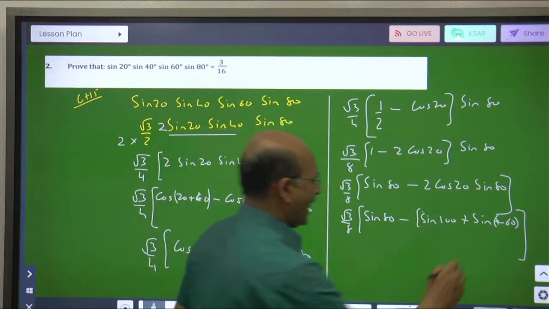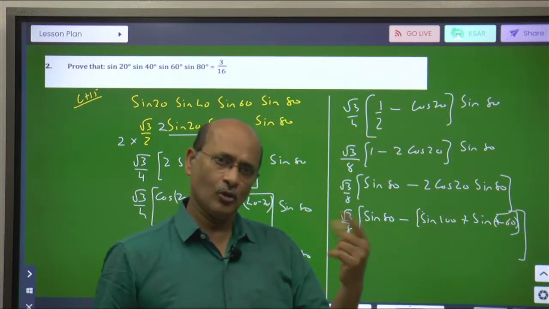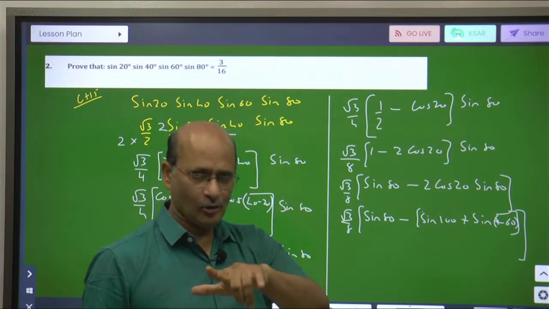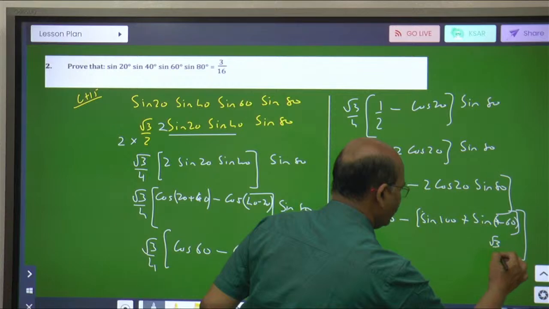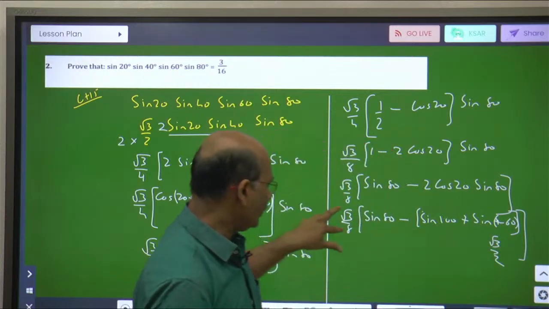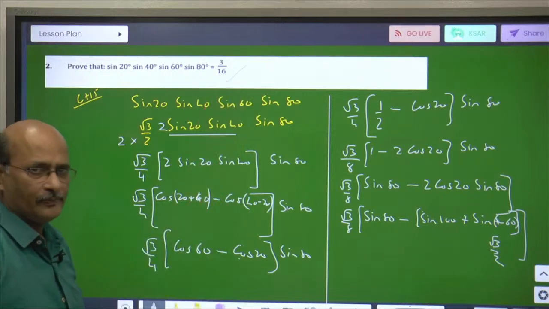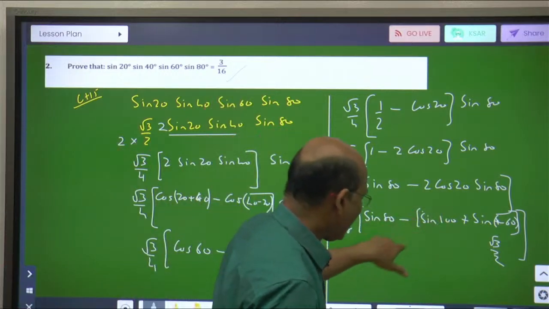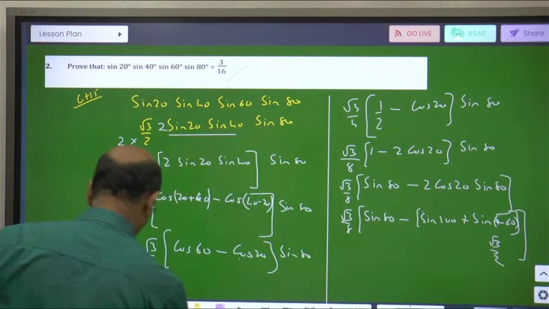Now I am happy, you know why, I will tell you. Sin 60, what is sin 60? Root 3 by 2. I agree, you also agree. So sin 60, if I put root 3 by 2, now tell me root 3 by 2 into root 3 by 8 is what? 3 by 16. That means this has to cancel each other, then only I can get the answer. So I just want to share with you something.